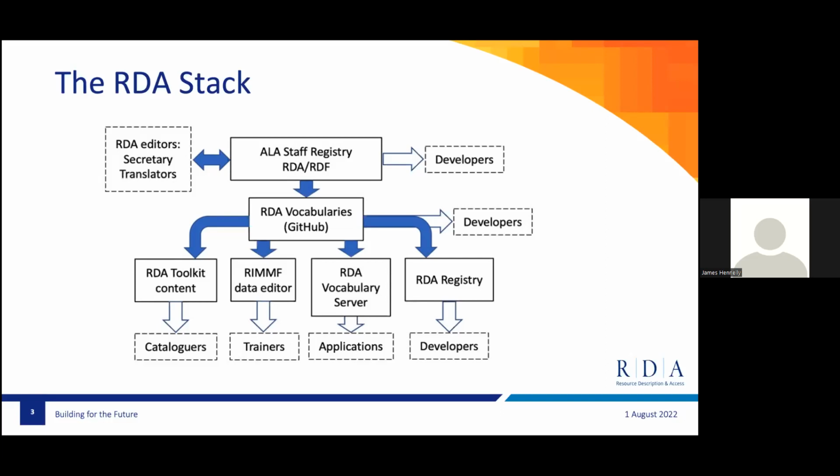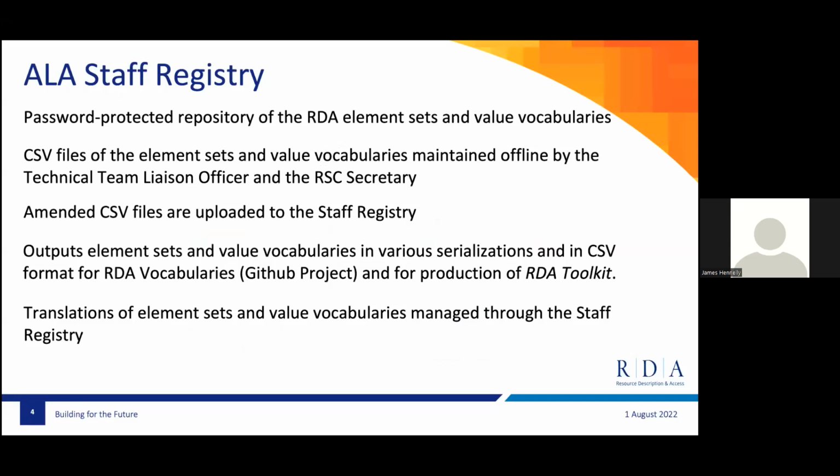Information that is used in RIMF comes from RDA Vocabularies. We also use the information in GitHub for the RDA Vocabulary server, that's our dereferencing service. And finally, we use the information in GitHub to run the RDA Registry, which is intended for developers. So we'll get into some of these components later on in the presentation. So we will start with the ALA Staff Registry.